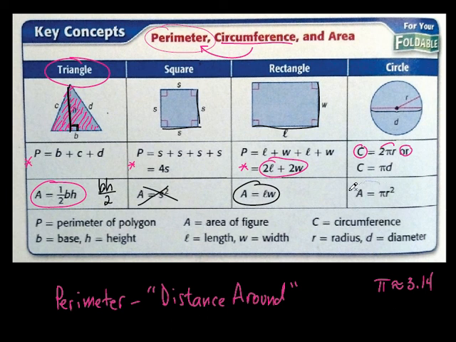Oh, I almost forgot. On a circle, the area is pi r squared. You square the radius, so whatever the radius is, you square it, you multiply by itself, then you multiply that by 3.14. That's the area of a circle.